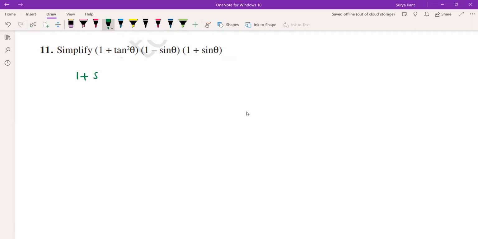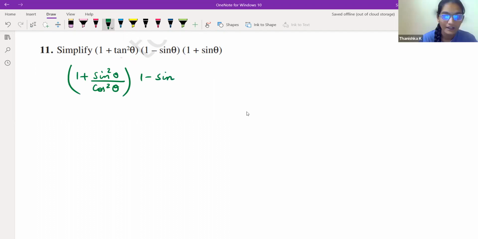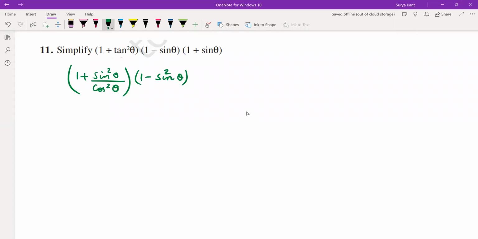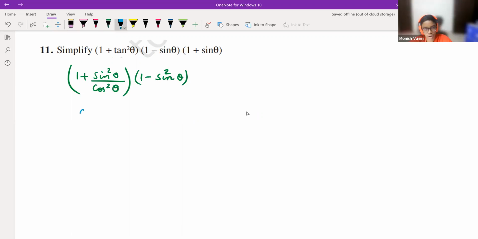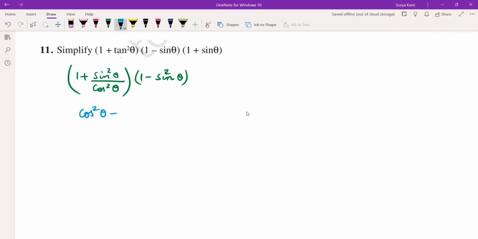So 1 plus sine square theta divided by cos square theta, again into 1 minus sine theta. We can just take the identity: 1 plus tan square theta is equal to sec square theta. Sir, I have another method. Tell once again: 1 plus tan square theta is equal to sec square theta, sir.